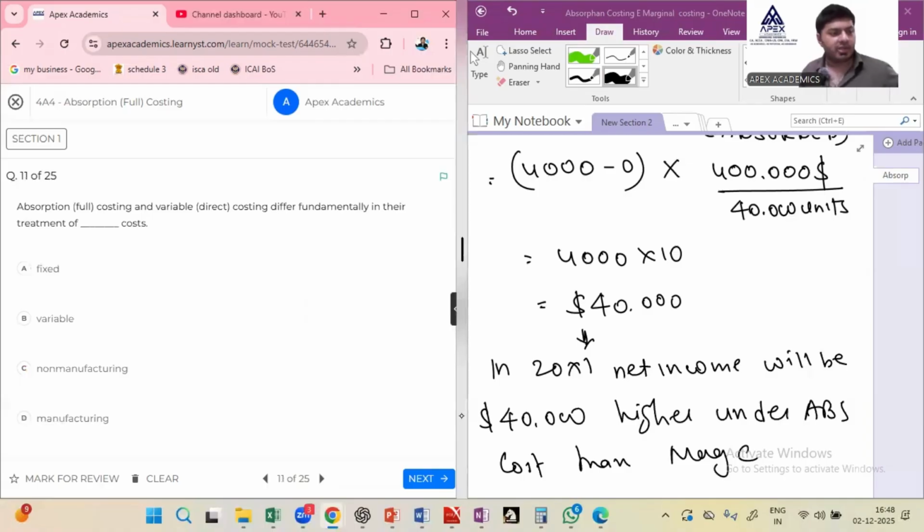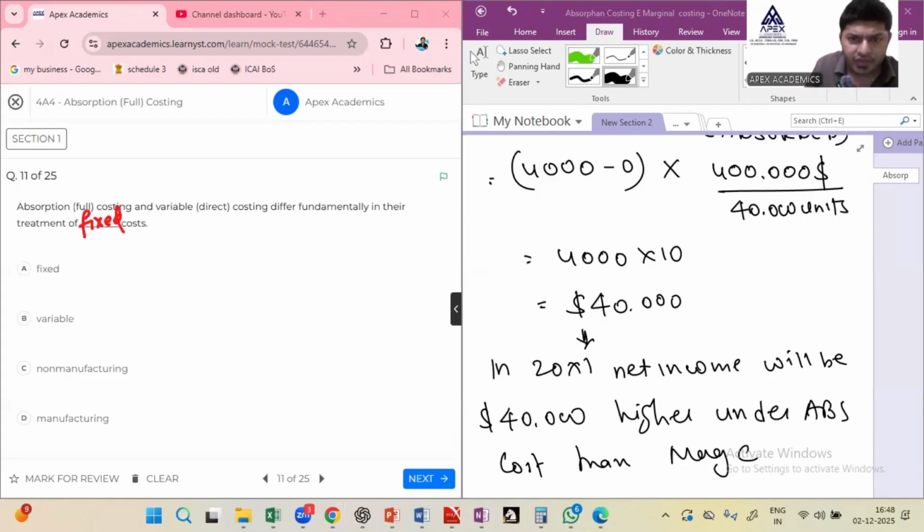We go to question number 11. Question number 11 asks us that absorption, that is full absorption costing, and variable costing fundamentally differ in their treatment of which cost? They fundamentally differ in their treatment of the fixed cost, because fixed cost is inventoriable in absorption costing and it is a period cost as far as marginal costing goes.